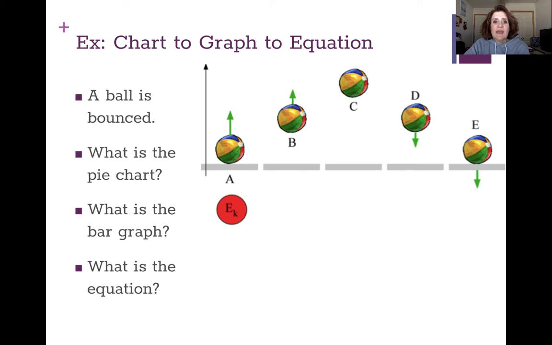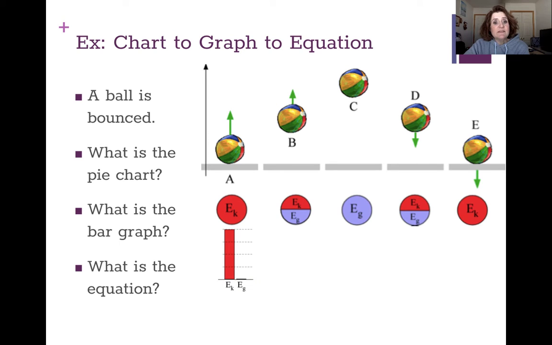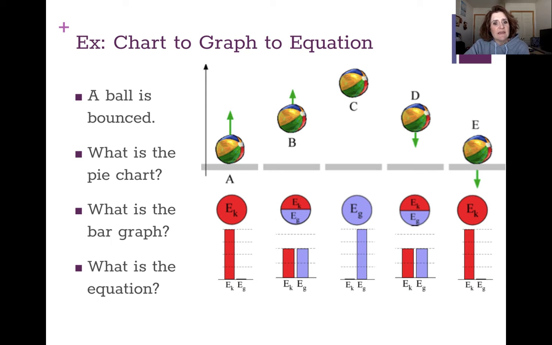So position A would be all Ek. B would be half and half, C would be all Eg, D would be half and half, and E would be all Ek again. Those are the pie charts. The bar graph would be similar. 4 blocks of Ek, half and half, 4 Eg, half and half, and 4 Ek again. The energy equation simply gives the type of energy at location.